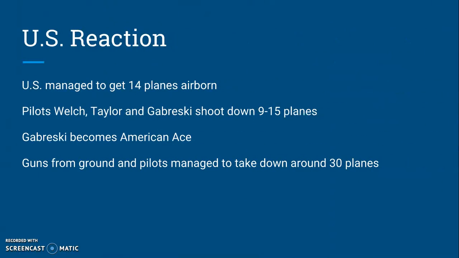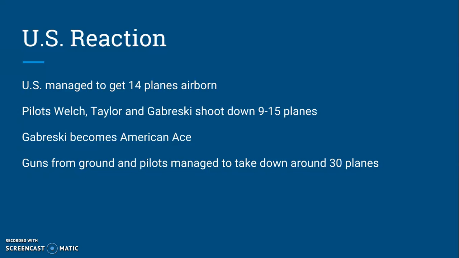So the U.S. did manage to fuel and load 14 planes and get them into the air and fight, so a small counterattack. 9 to 15 planes were managed to be shot down by 3 pilots, George Welch, Kenneth Taylor, and Francis Gabreski. This effort earned Gabreski the honors of being an American ace, which is usually earned from shooting down 5 or more enemy aircraft in an aerial battle, so he was credited with at least 5 Japanese aircraft that he shot down.